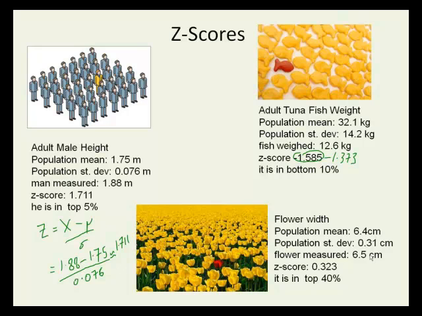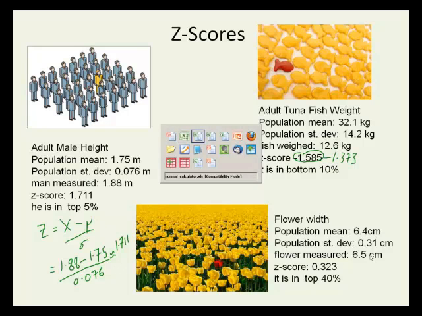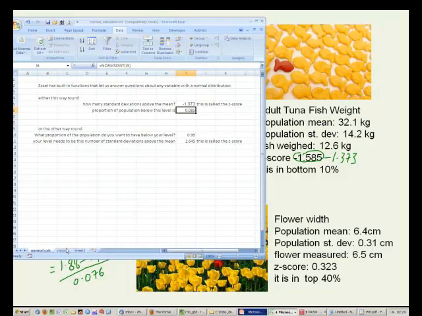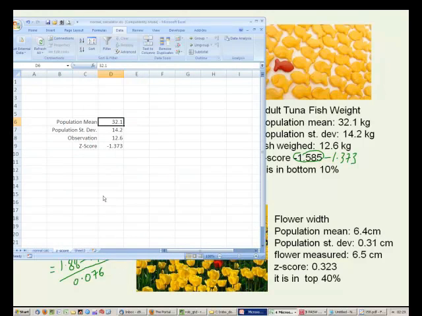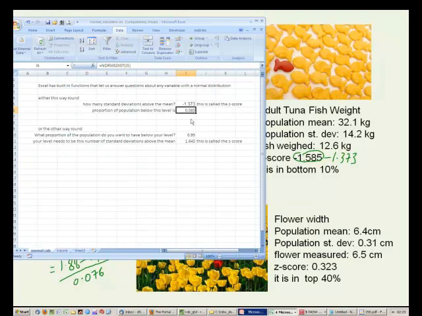Well, I can do the same calculation as before. Let's work the Z-score out first. So we have 6.4 is the average, 0.31 the standard deviation. The one we've seen is 6.5, so the Z-score is 0.323. Type it into Excel and it calculates 0.627. So 62.7% of the population are less than that. So you're into the top 40%. You're quite near 50%, but just into the top 40% there.